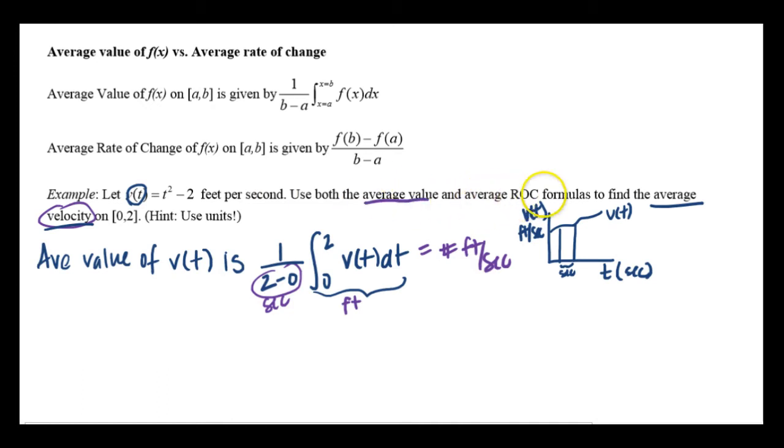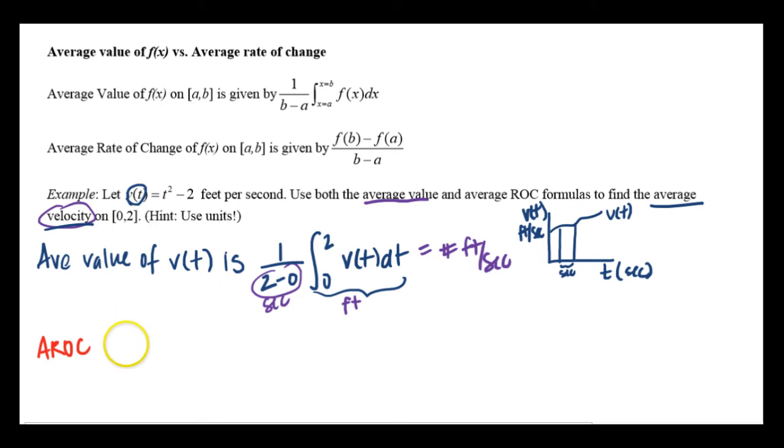Now let's use the average rate of change formula. So if I want the average rate of change of f of x on a to b, that's given by f of b minus f of a over b minus a. So the average rate of change of the position function is what's going to give me velocity. So here's what a lot of students want to do. So right now I'm trying to use the average rate of change formula. So here's what I'm going to get a lot of.